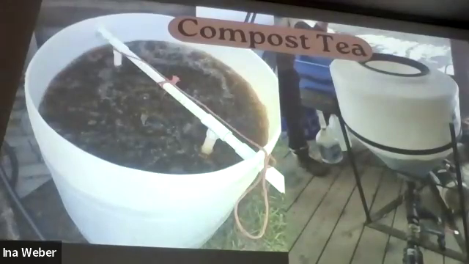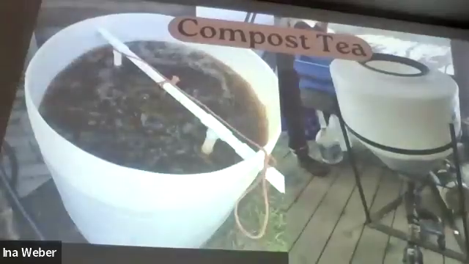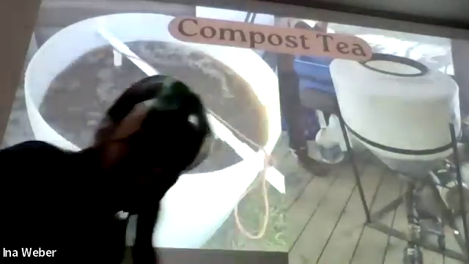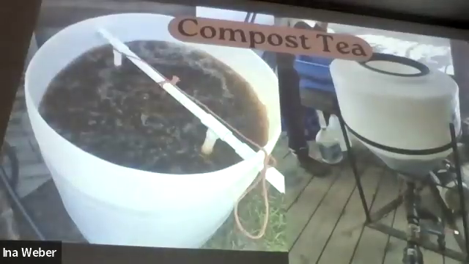Once this is done, you can either apply it as a soil drench or a foliar spray. You can put it in a backpack sprayer. I would strain it again, running it through a strainer with cheesecloth before I put it in there, because you don't want to clog your sprayer tip. If you're just putting it in a watering can, it doesn't matter. You can just dump it on the plants.